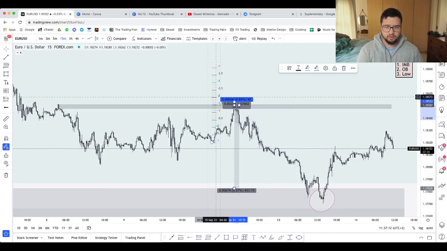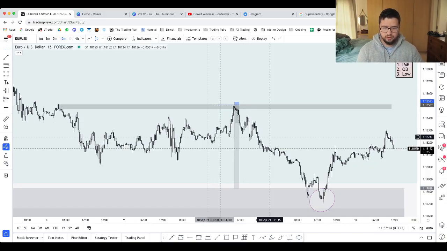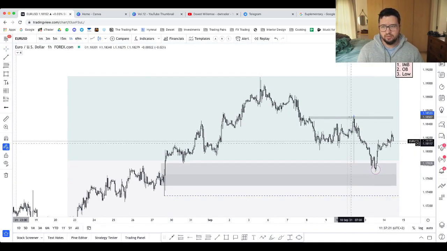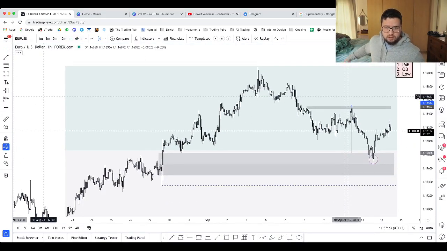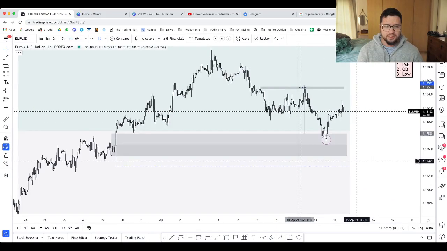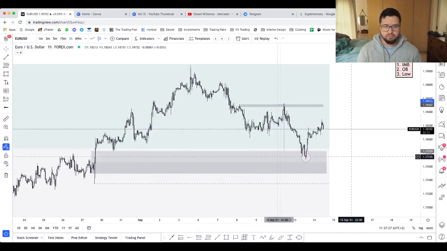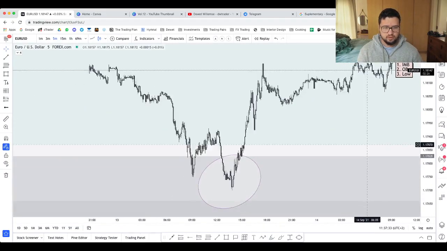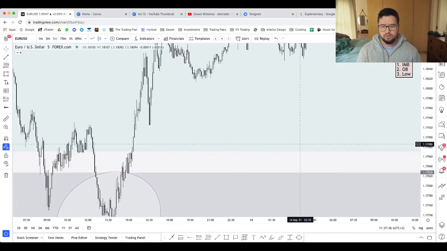Okay, so let's just clean up. Then we did reach the area below. Sorry, we did reach this area, and then trading from this area. So just look at this area.